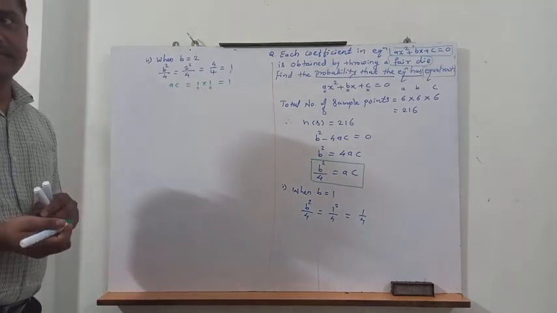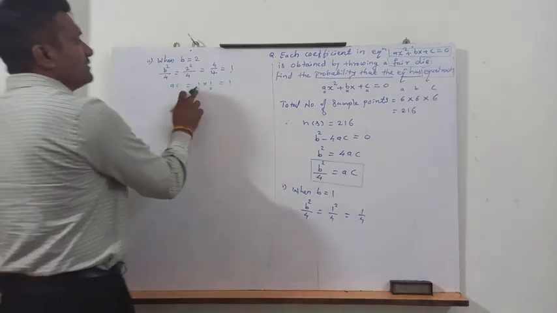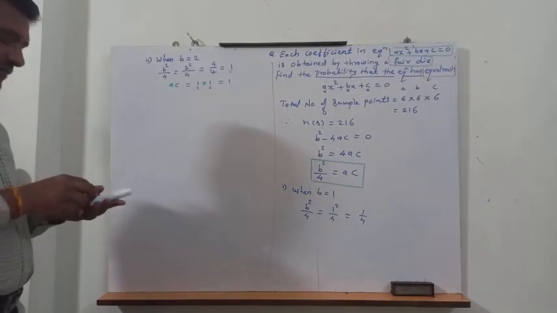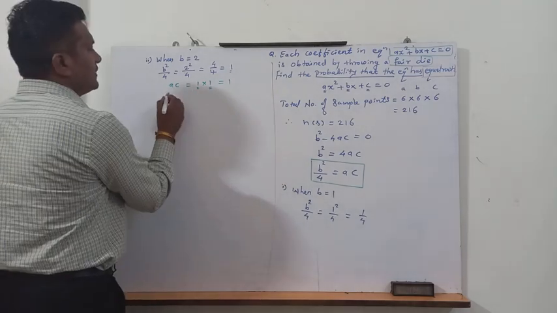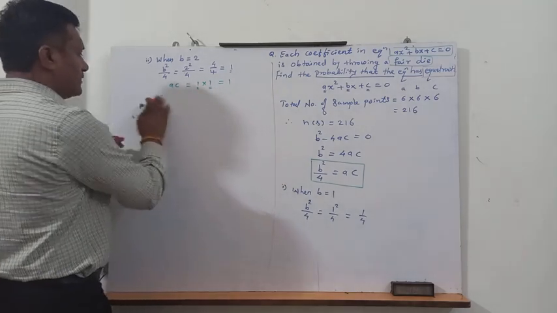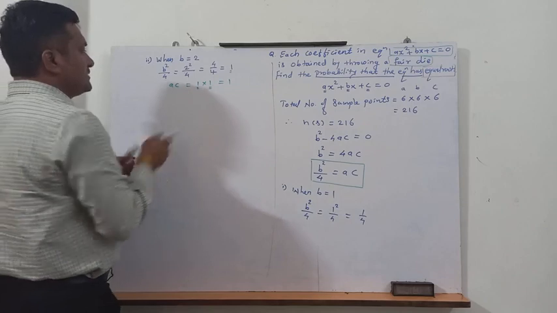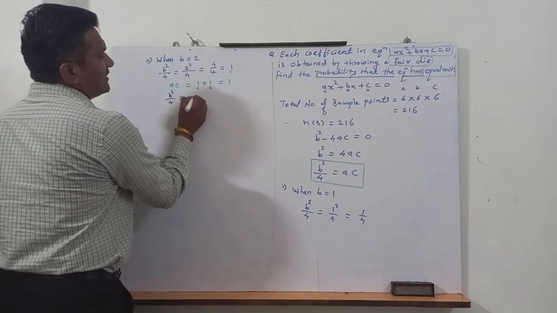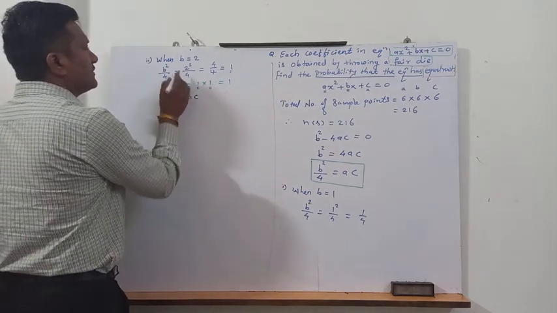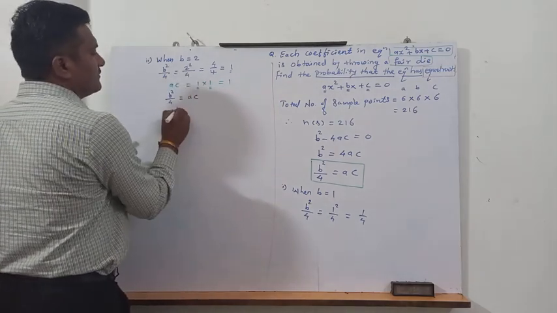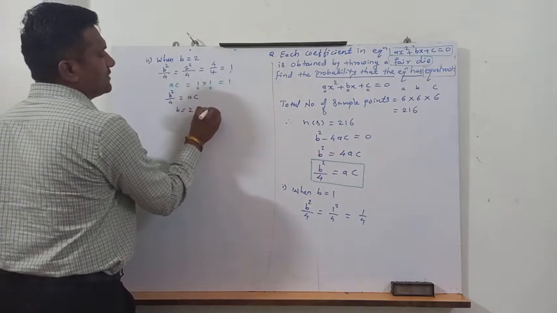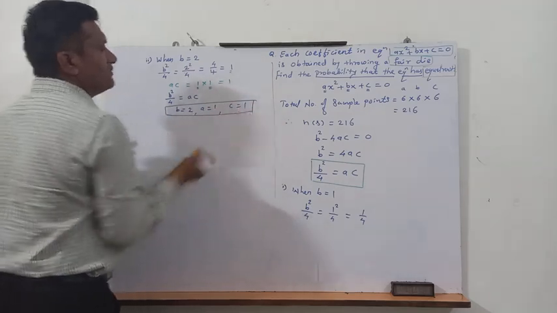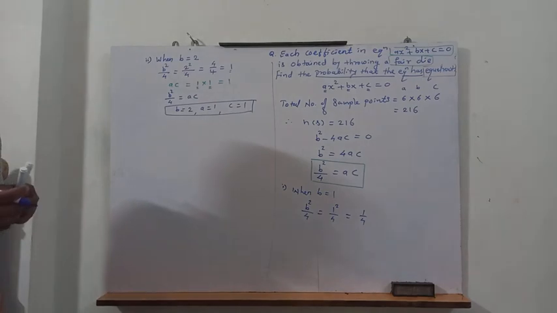1, right? So for that the product is coming how much? 1. So this is the first outcome we got here. What we know is that b square by 4 equals AC, for b equals 2, a equals 1 and c equals 1. So this is the first possibility we got.